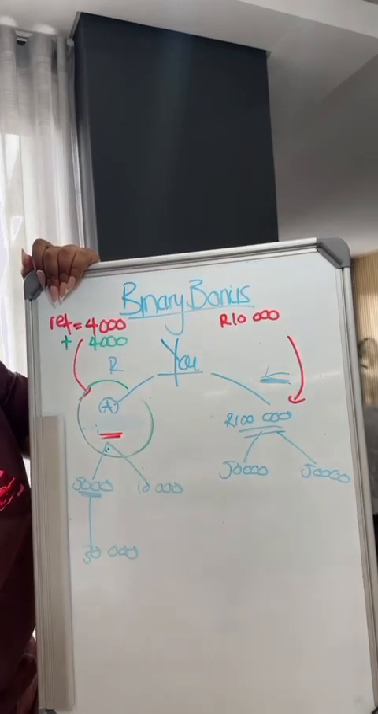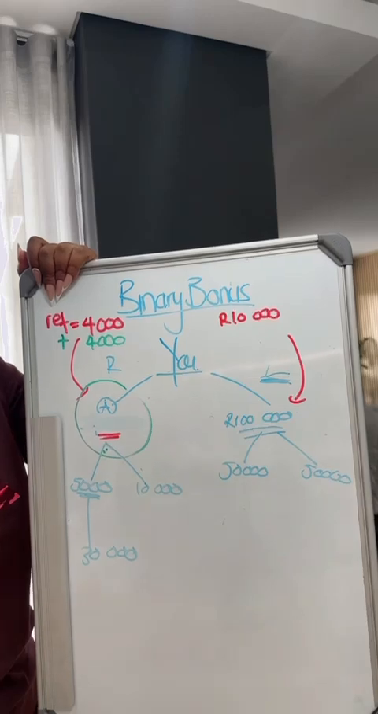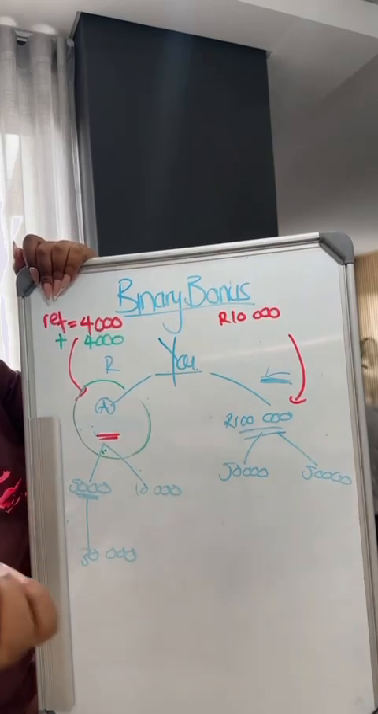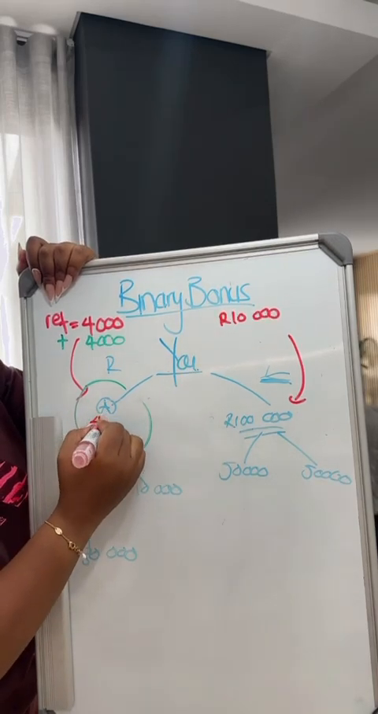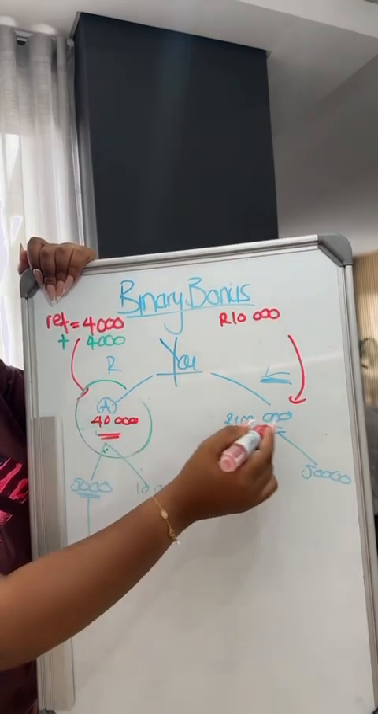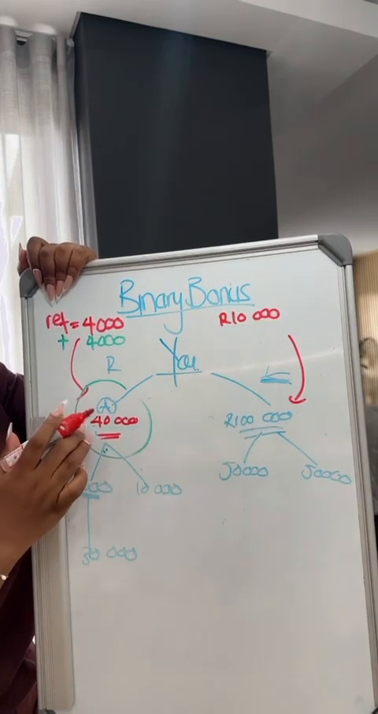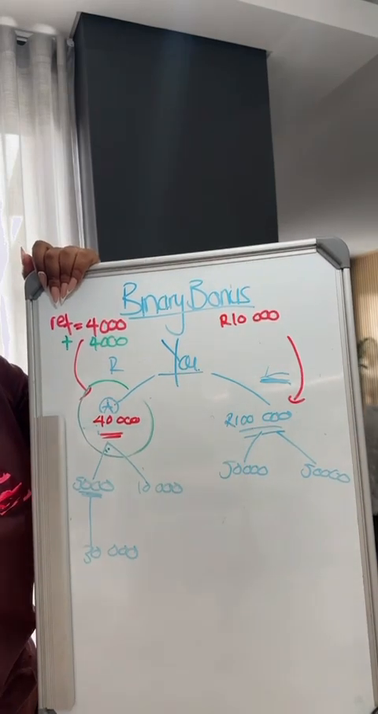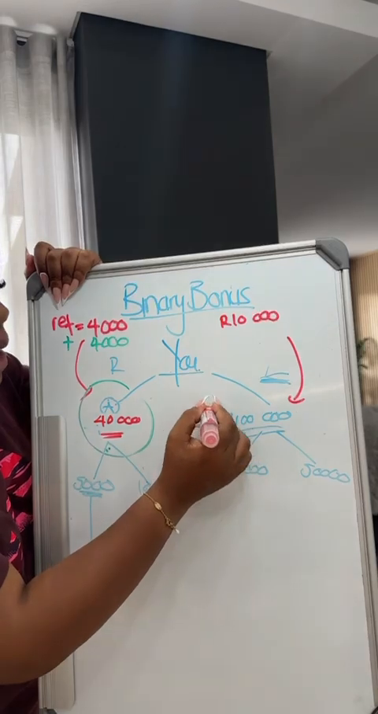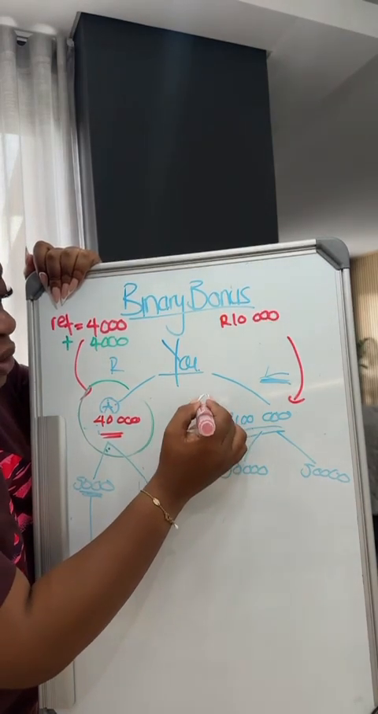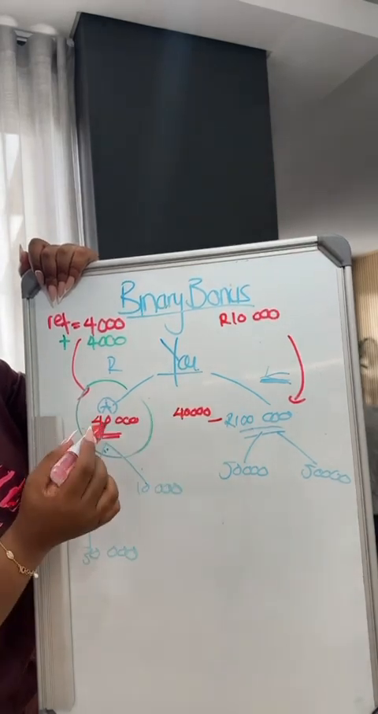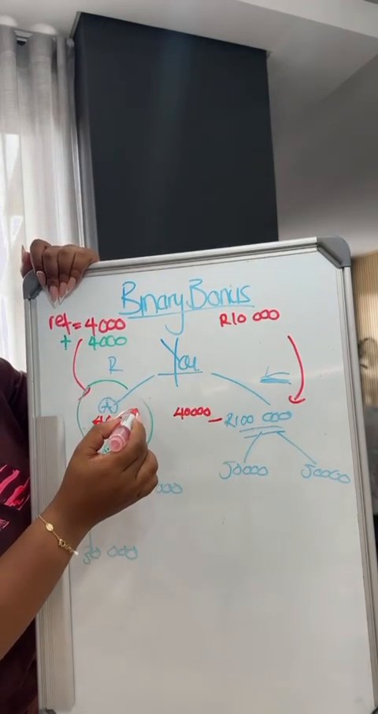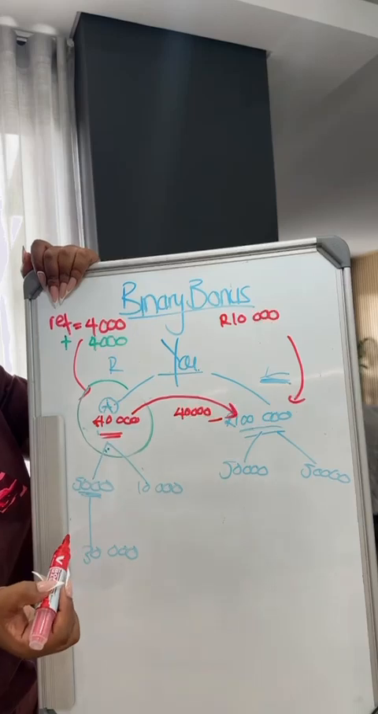I just also want to make sure that you understand another way of understanding a binary. Previously, you had 40,000 here, and this side, you had 100,000, and they paid you the binary on the 40,000. I want you at the back of your mind to think of this 100K minus 40,000, because for the binary to pay, points must pay. This 40,000 must pay with the 40,000 in this 100K.